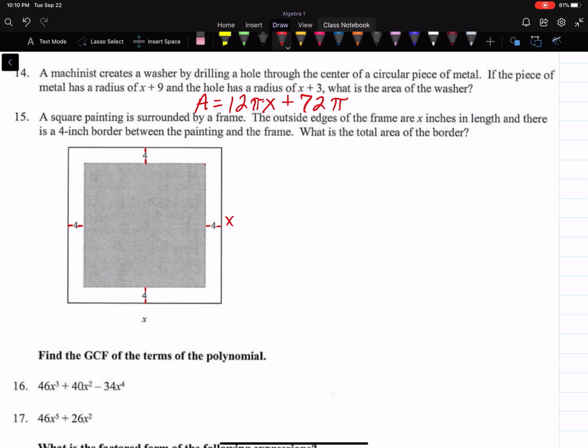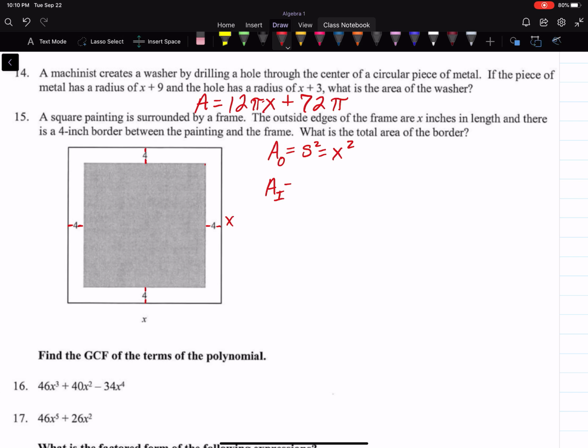So again, we're finding the area of the white part here, the area of the border. Very similar to the last one, we're going to find the area of the outside circle, or not circle but square. The area of a square is the side squared. So in this case, our side for the outside is x, so x squared is our area of the outside.